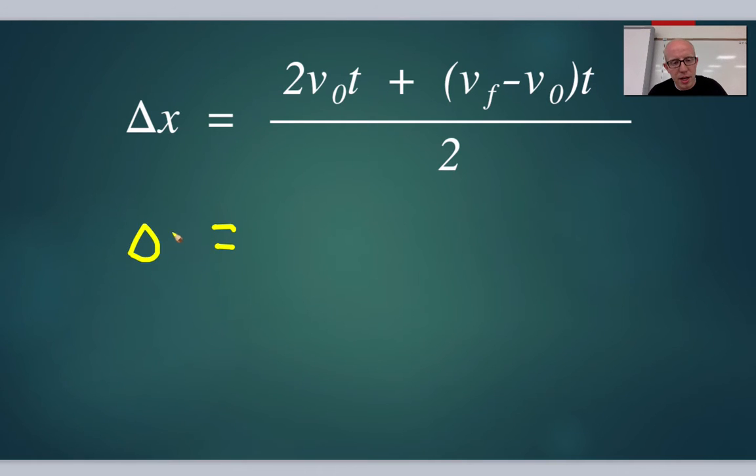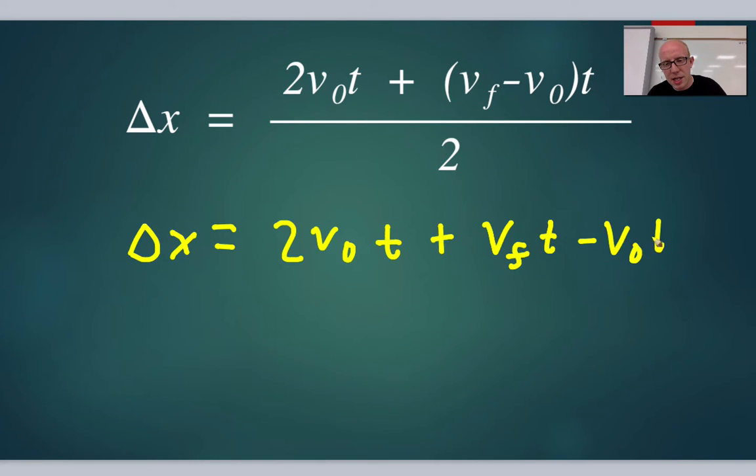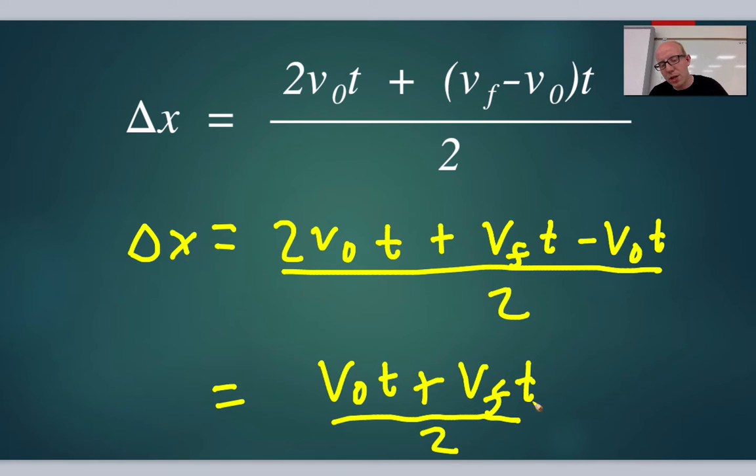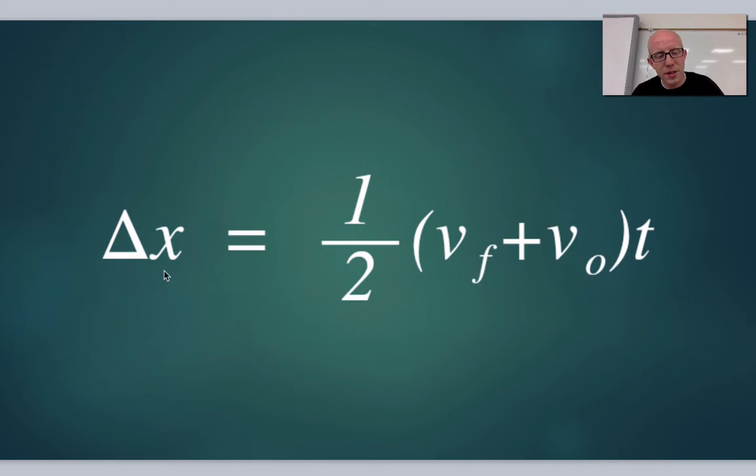Now we can say change in x equals 2 v naught t plus, let's just times this out, distribute the t, v final t minus v naught t over 2. Notice that I have 2 v naught t minus a v naught t, so we get just a single v naught t plus a single v final t over 2. And then when all is said and done, we're going to pull out the t, we're going to group the v naught and the v final, and we're left with our definition. Change of x equals 1/2 v final plus v naught t.